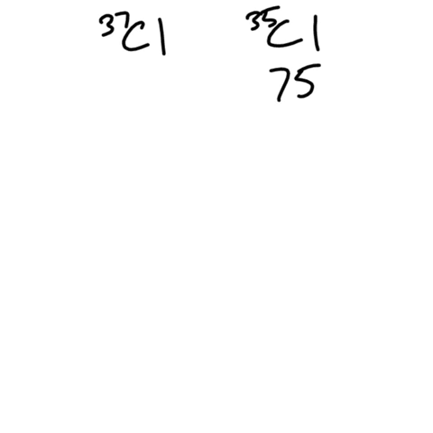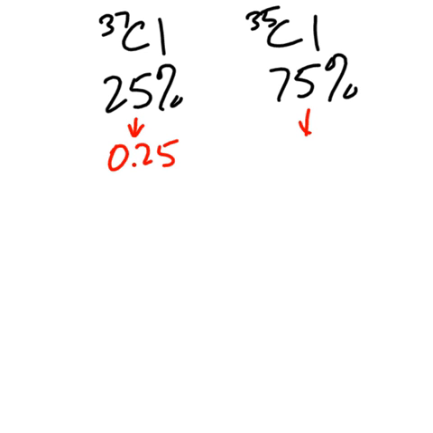This time I have chlorine. Now there are two isotopes of chlorine: chlorine 37 and chlorine 35. Of all of the chlorine atoms in nature, 75% of it is chlorine 35, and only 25% of it is chlorine 37. Now this is not an even average, so I have to do my steps. My first step is to change this into a decimal, 0.25, and change this into a decimal, 0.75.